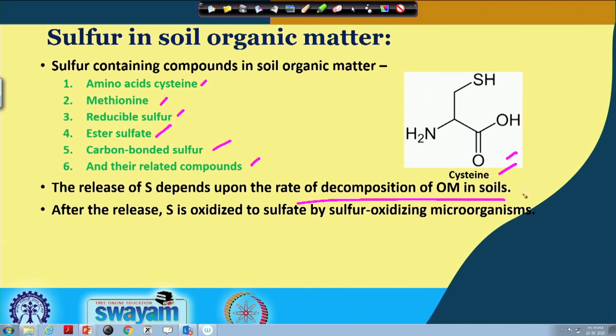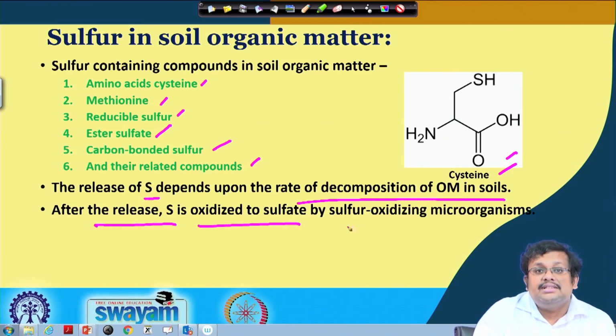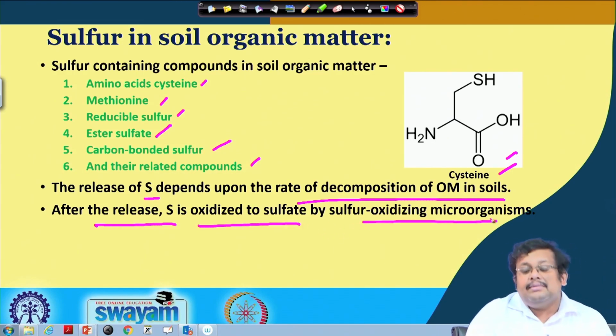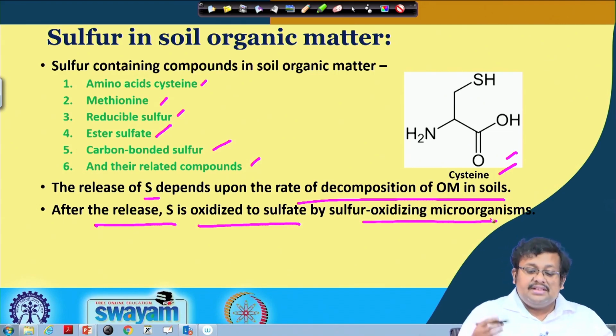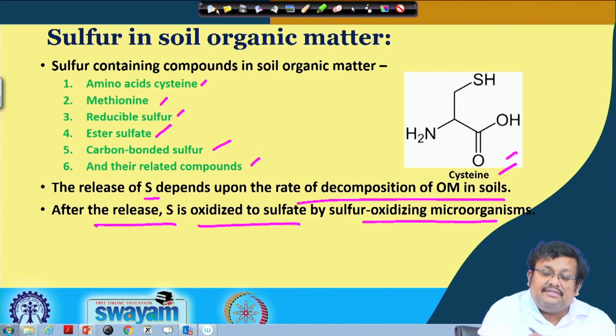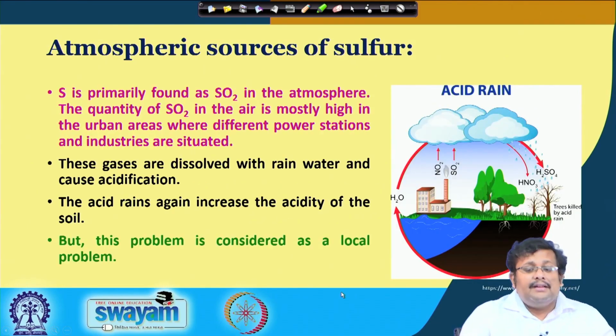So, the organic matter decomposition rate controls the release of sulfur from this organic bound form, and after the release, this sulfur is oxidized to sulfate by sulfur oxidizing microorganisms. There are both sulfur oxidizing microorganisms and sulfur reducing microorganisms. So, sulfur oxidizing microorganisms basically oxidize the sulfur to produce sulfate, okay, and this sulfate is more available to the plant.